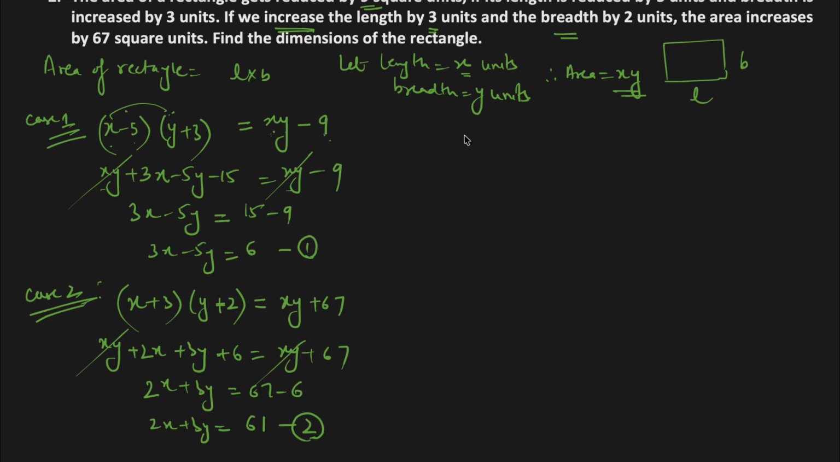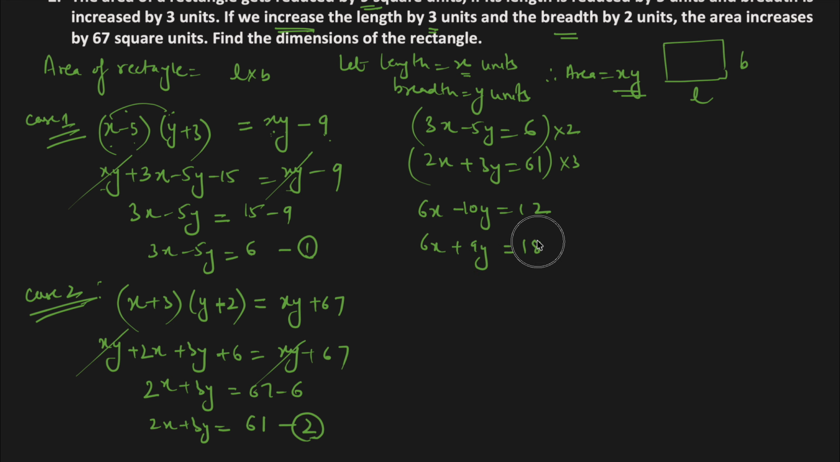Now let's solve these two equations. We have 3x minus 5y is 6, 2x plus 3y is 61. So what is easy to do over here, students? I'll use elimination again. Better always take smaller values. I'll multiply this by 2 and this by 3. So what will I get? I'll get 6x minus 10y is 12 and 6x plus 9y is 183, right? Now let's subtract it, minus minus minus.